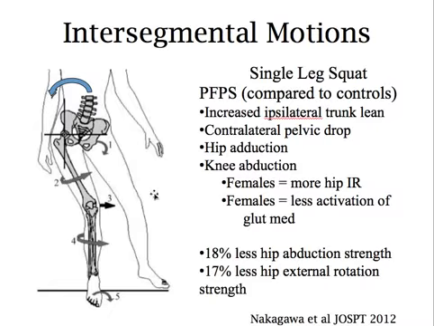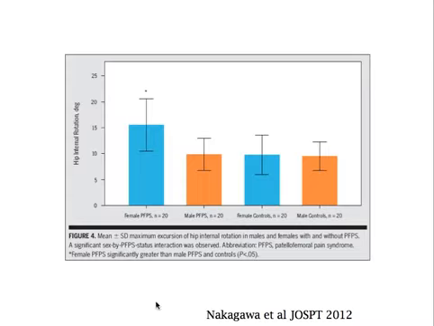So all of these abnormal positions or kinematics at the knee and hip were typical of these injured patients, and they had 18% less hip abduction strength and 17% less hip external rotation strength. And so we can see here, if we look at the hip internal rotation strength, it was even compensated in the opposite direction in the females.